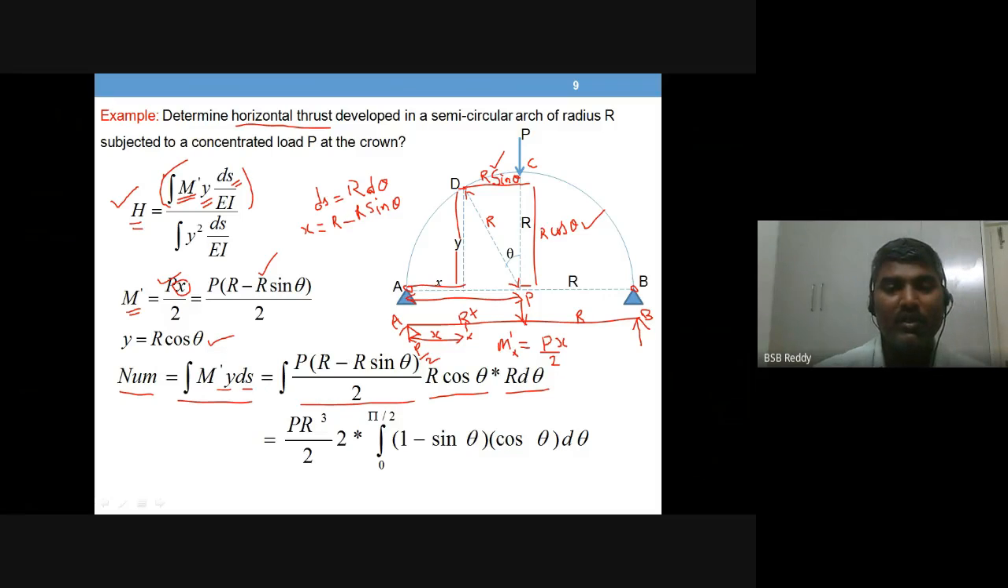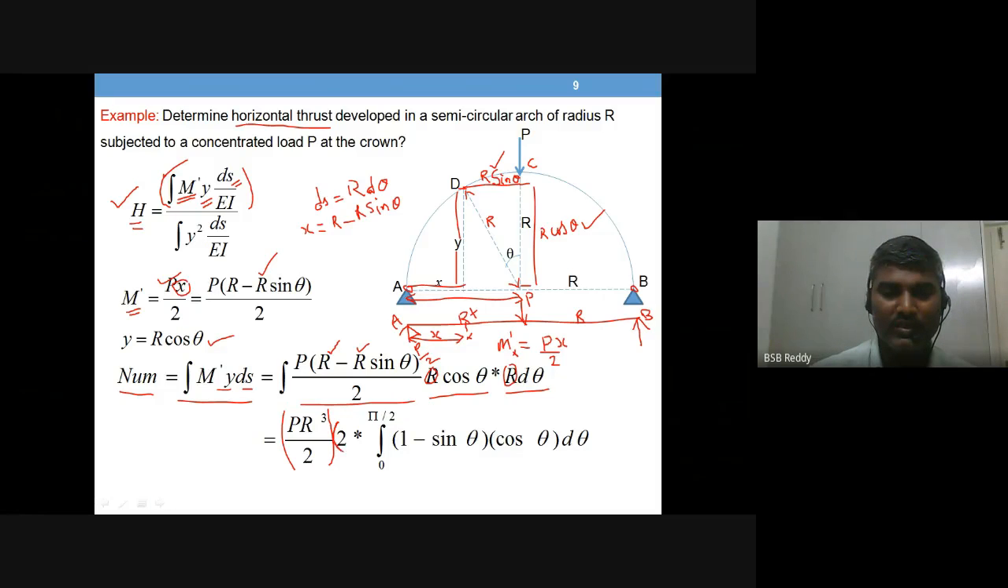So P times R comes out from these two terms, R into one more R here and one more R here. So R cube. So P R cube divided by 2. This is constant. Okay. Now, right, so you have to integrate throughout the arch from A to C and C to B. Okay, from A to B you have to integrate the complete arch. Reason, you are using strain energy, remember. So strain energy is the total strain energy in the arch. Total arch means what? From A to B. So I split the integration.